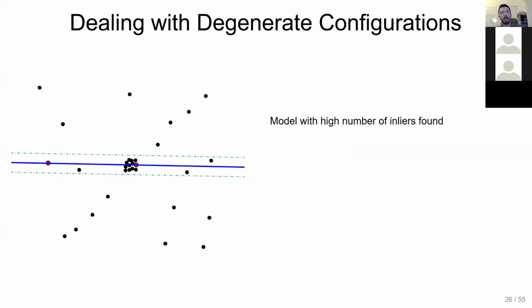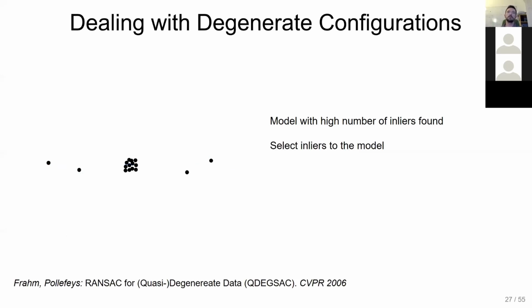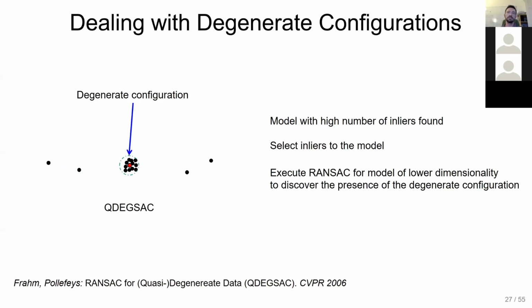So how to deal with the degenerate configurations? Well, when you sample a model that has a high number of inliers, you can take those inliers and run another RANSAC for a model that would model your degenerate configuration, and this way you can find the degenerate configuration. And this is actually what QDEGSAC is doing.